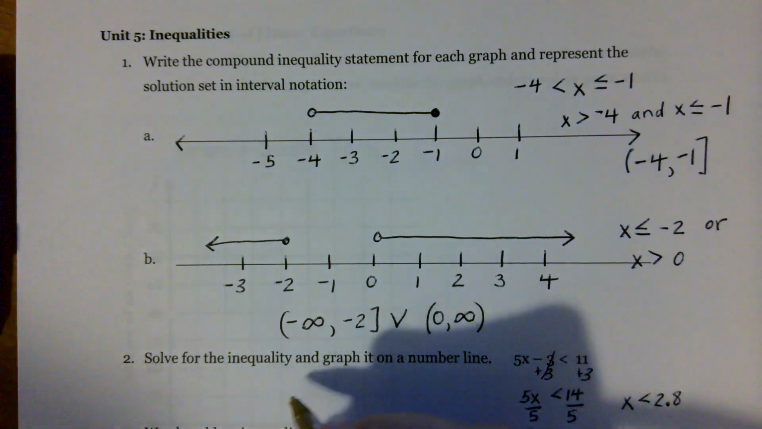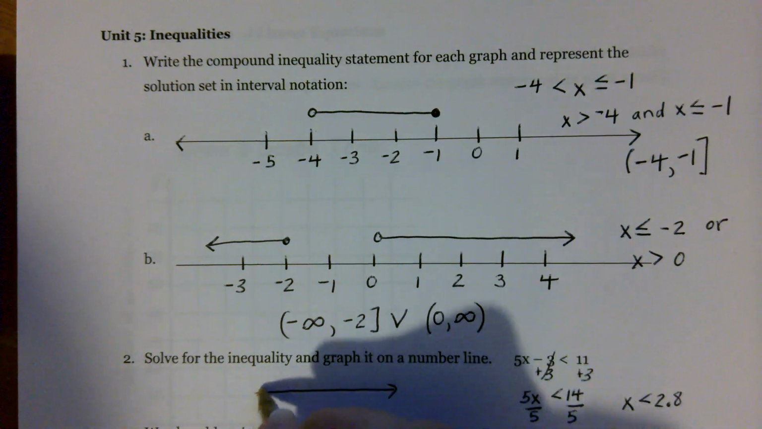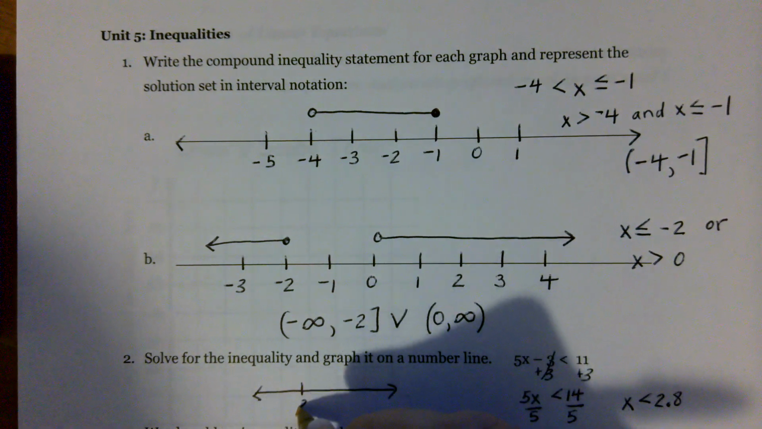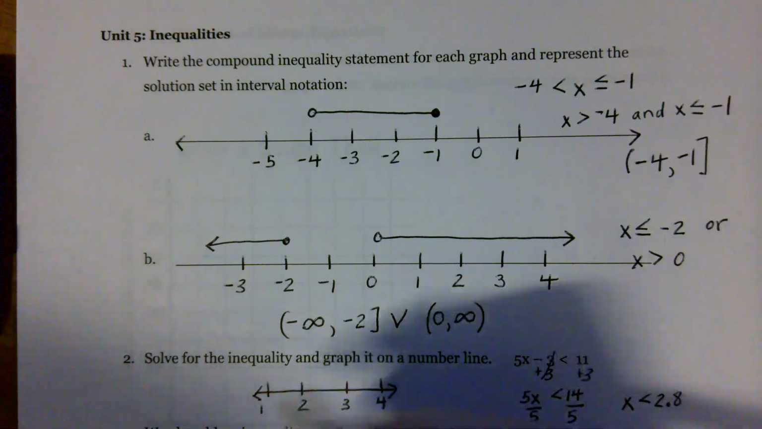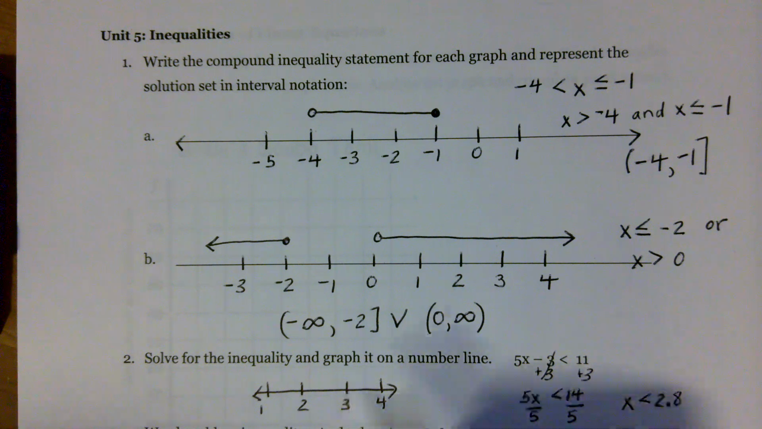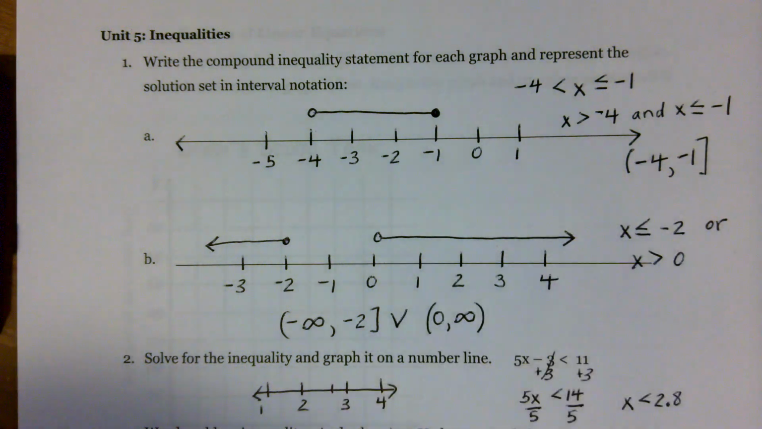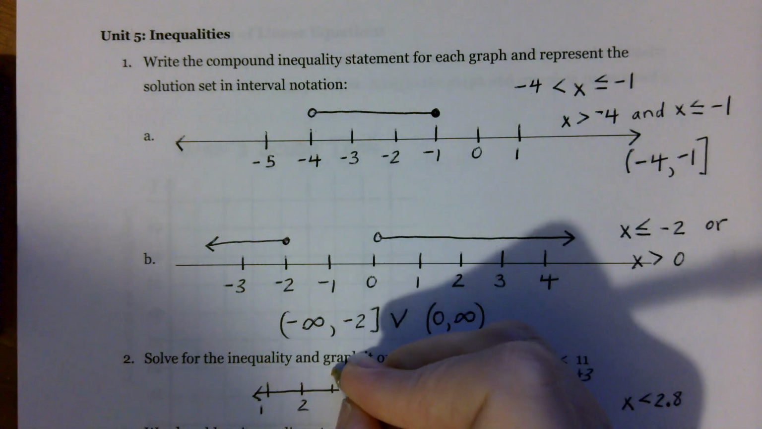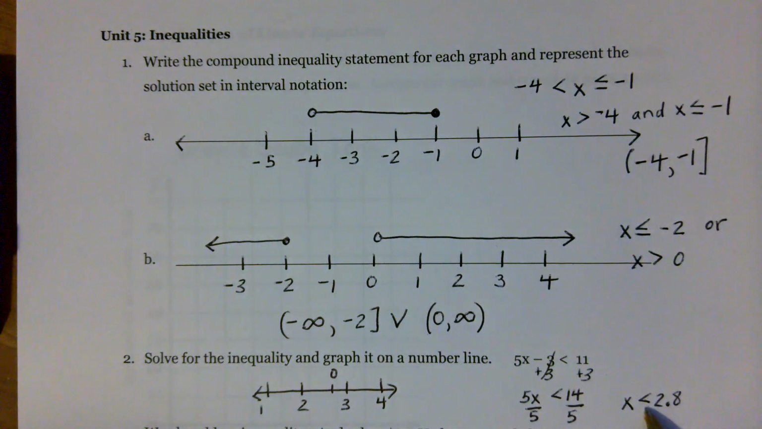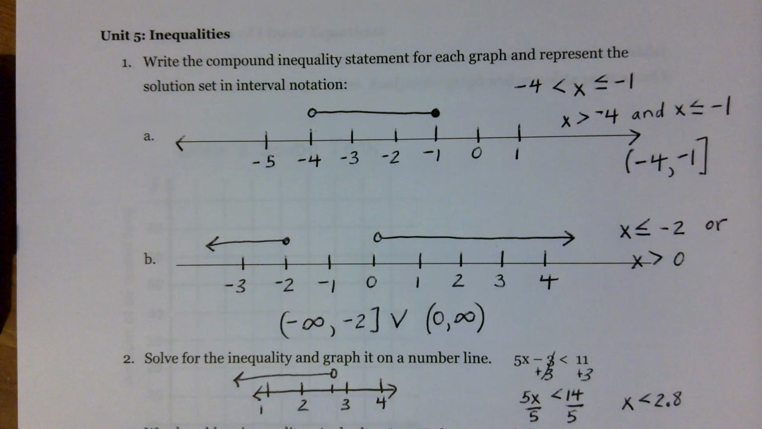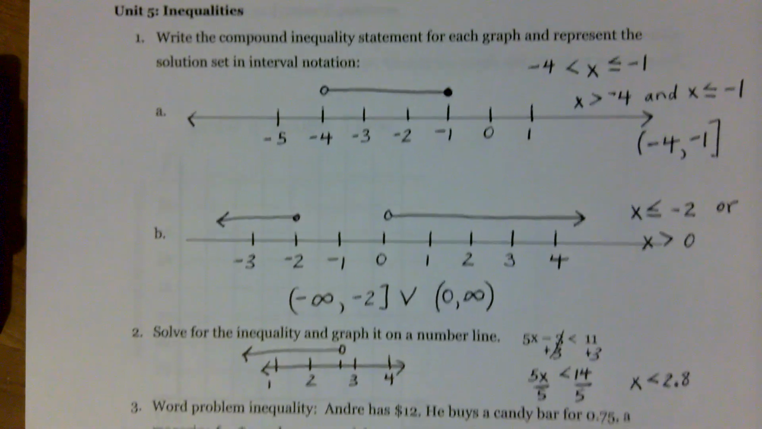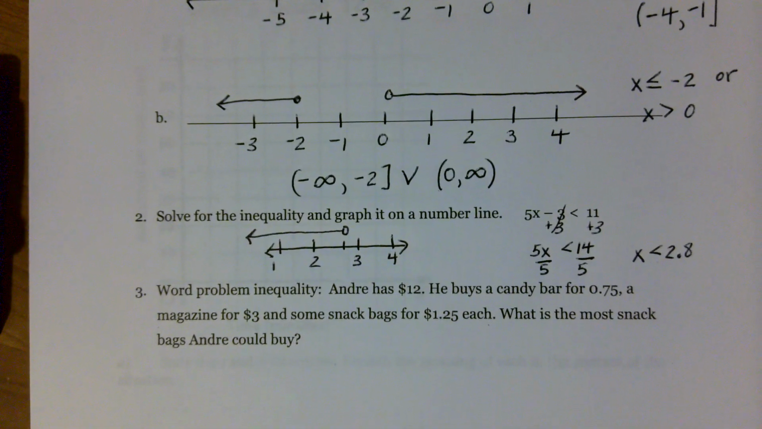So if I'm going to graph it on a number line, 2.8 is between 2 and 3. Put a few more numbers here. And 2.8 is closer to 3, so that would be 2.8. Open circle, because it does not have an equal sign, and these are all the numbers that are less than 2.8. Now we have a word problem inequality.